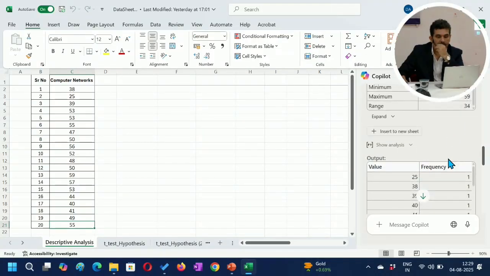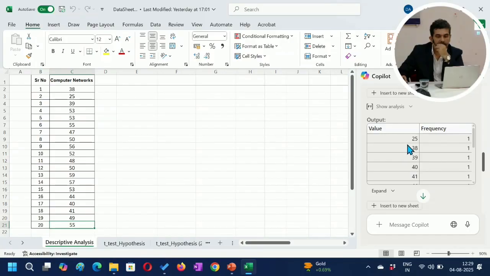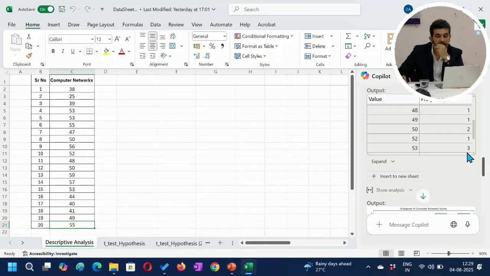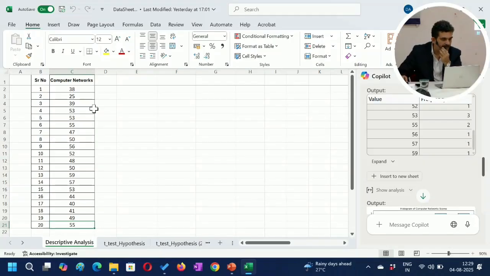If you want to see the frequency, 25 appears only one time, 38 is one time. Complete frequency is shown. Let us see 50: 50 is repeated twice. 53 is repeated thrice. 55 is repeated 2 times. So let us look at 55. This is 55, right? And one more 55. 55 is repeating 2 times, and 53 is repeating 3 times.